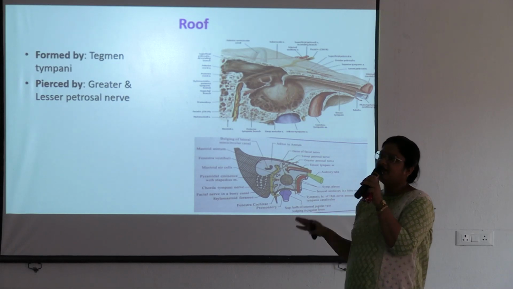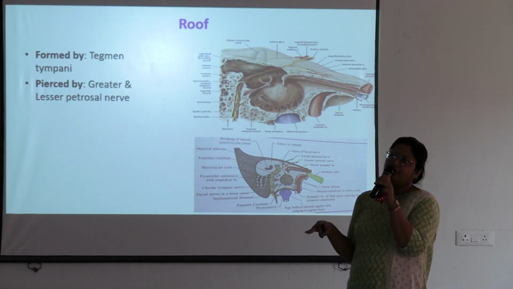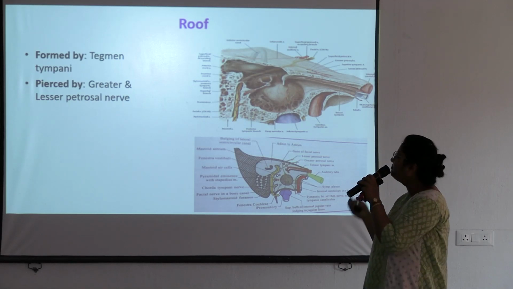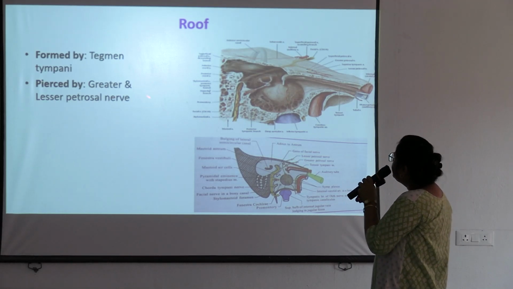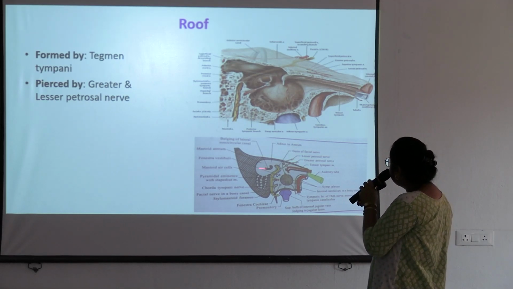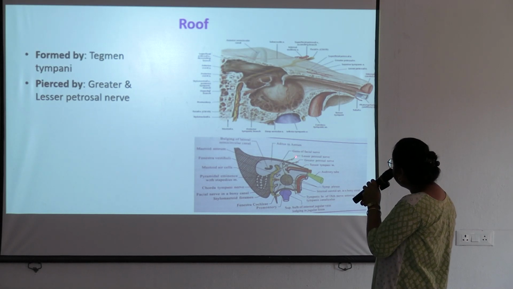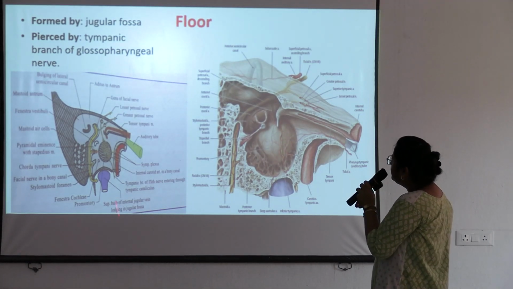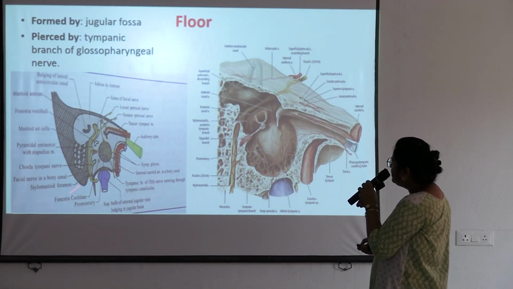Tegmen tympani is a thin plate of bone forming part of the petrous part of the temporal bone. It is pierced by the greater and lesser petrosal nerves. See, this is the roof formed by the tegmen tympani, pierced by the greater and lesser petrosal nerves. Next, we are going to the floor. So, opposite to the roof, here is the floor.